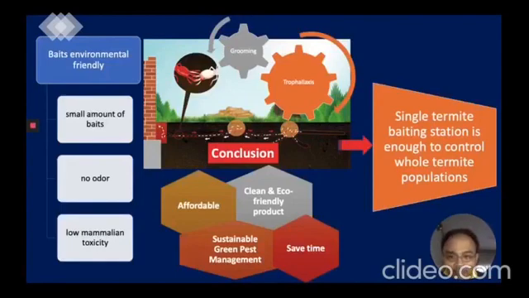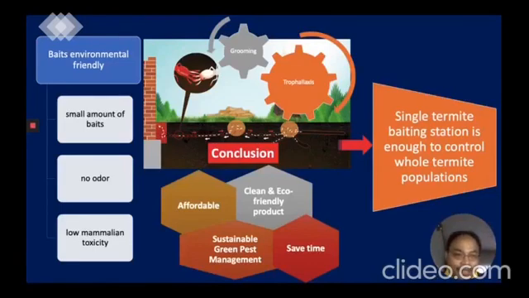Also, because it's a bait, we use less chemical, with no barrier chemical treatment throughout the building, and it has low mammalian toxicity. Again, remember, grooming and trophallaxis play a major role in termite baiting. When we apply only one active station with IGR bait, it is affordable for everyone.